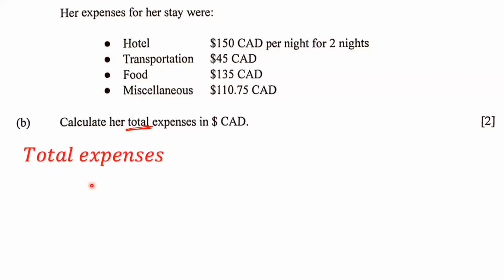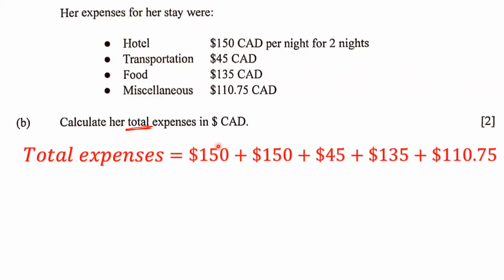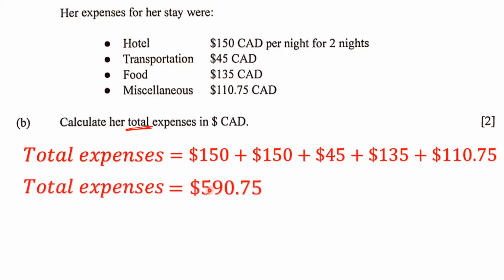So let's go total expenses. It's going to be $150 plus $150. Why $150 twice? Well, she had 2 nights at the hotel. So 150 plus 150 plus 45 for transportation plus $135 for the food plus $110.75 for miscellaneous expenses. And so when we add all of them, we get $590.75. And so that's what we get for our total expenses.